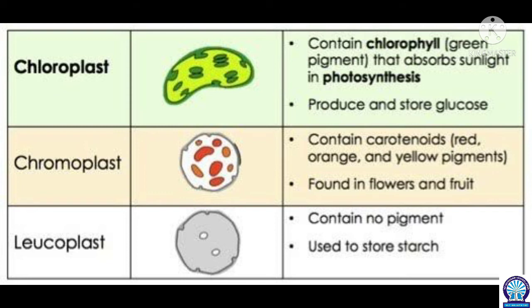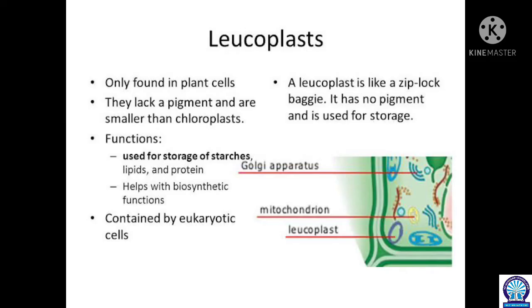Various ranges of these pigments impart different colors to various parts of the plant. Then, leucoplasts are plastids having no specific color. Leucoplasts are seen in plenty in the cells where food materials are stored. As fruit ripens, chloroplast changes into chromoplast. Starch is converted into sugar. This is the secret behind the change in the color and taste of fruits.